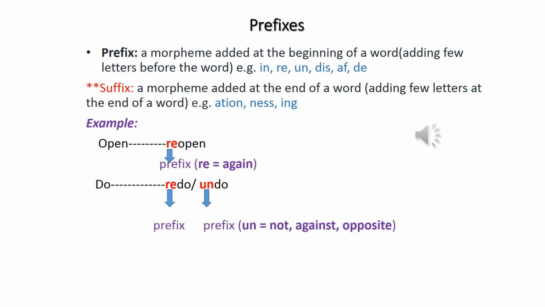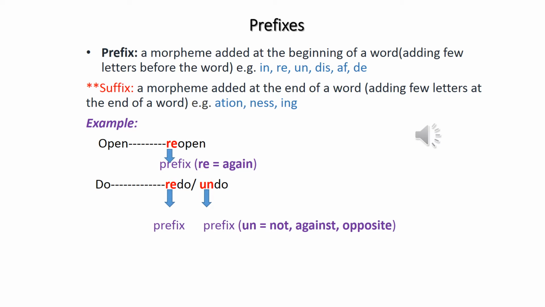Do is a word and it has its own meaning. Redo is another word and it has its own meaning. And undo is a word and it has its own meaning. Re is a prefix. We add the prefix re at the beginning of the word do. We don't add it at the end of the word, because it's a prefix. That's why we add it at the beginning of the word.